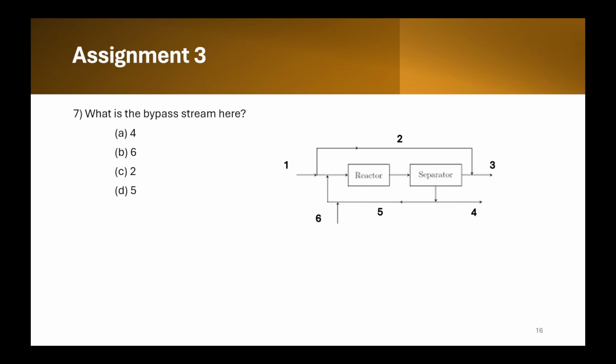What is the bypass stream here? Two. Yes, correct. You are basically bypassing it. Some part of stream 1 is not flowing through this reactor. It is bypassing this reactor and separator and joining stream 3 here. So this is the bypass stream. So option C.